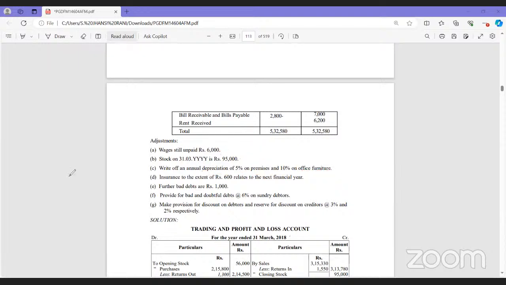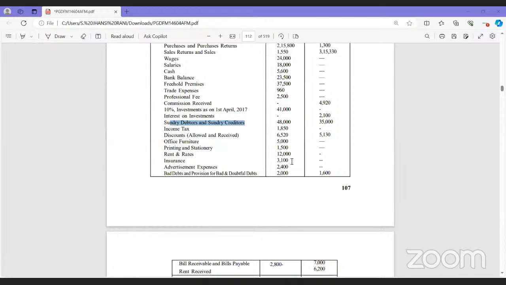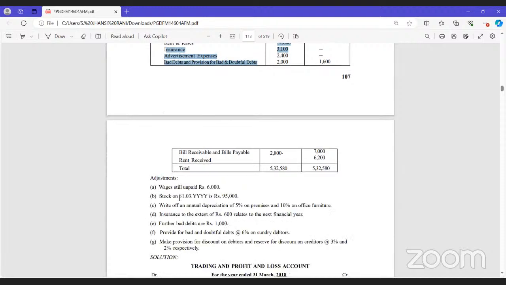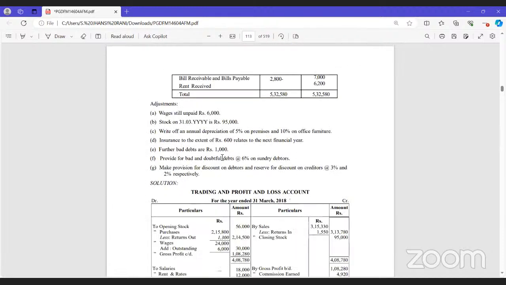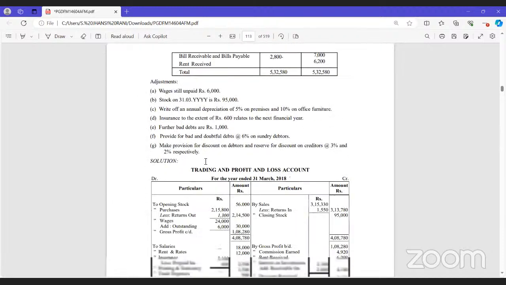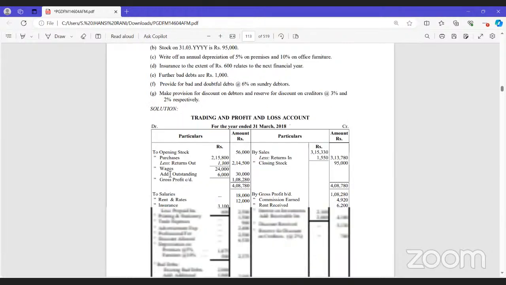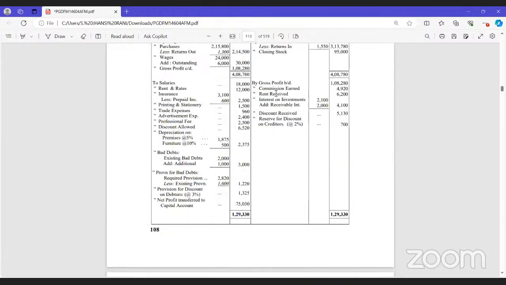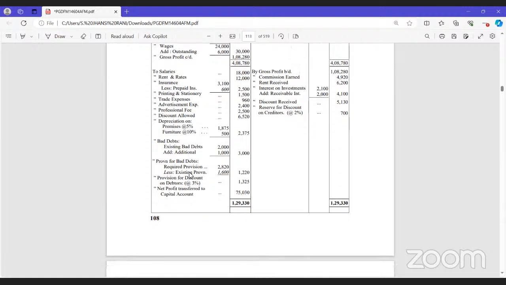So from insurance, which is 3,100, an expenditure we write in profit and loss account debit side, we will deduct this 600. Next, you can look at the opening stock, purchases and wages, they added here, and they have shown under balance sheet liabilities side the outstanding wages. Here it is.